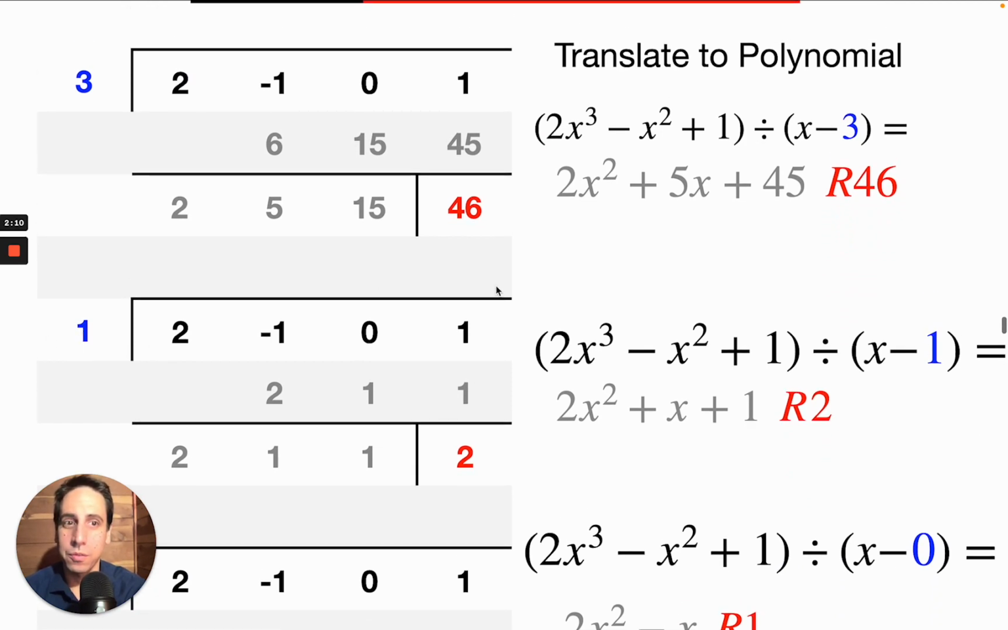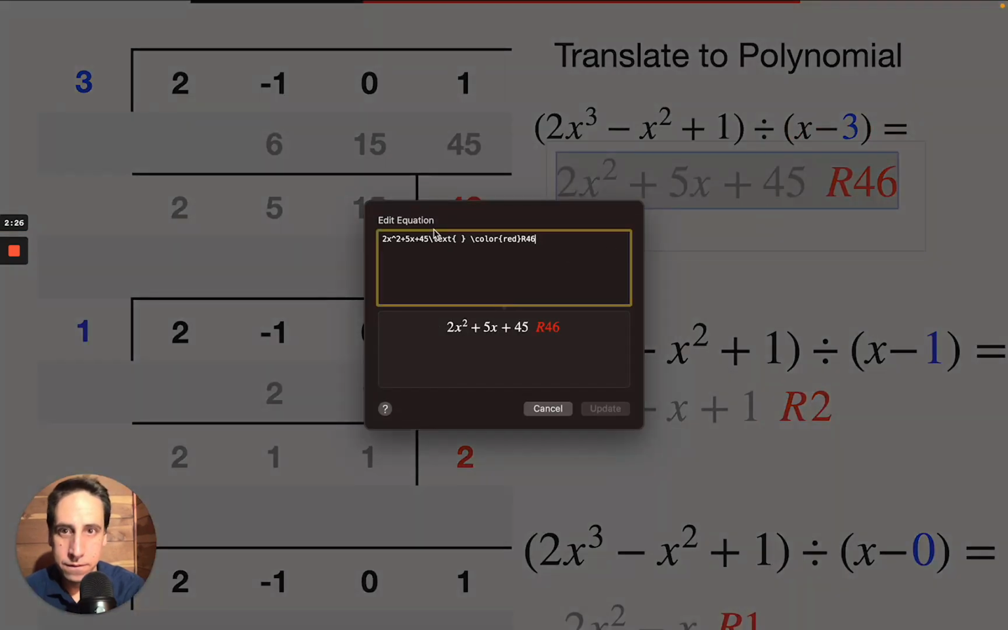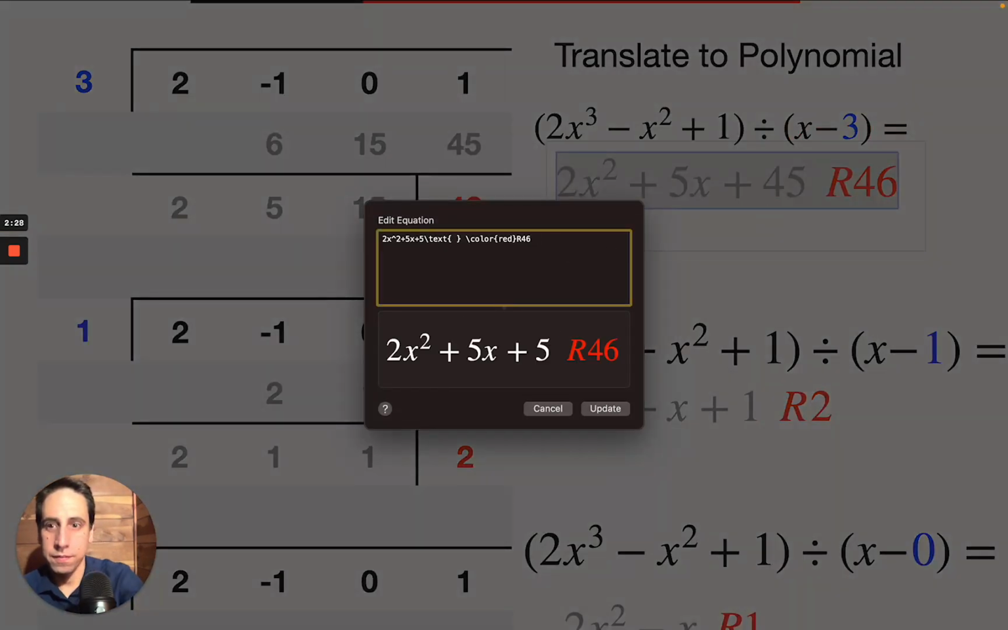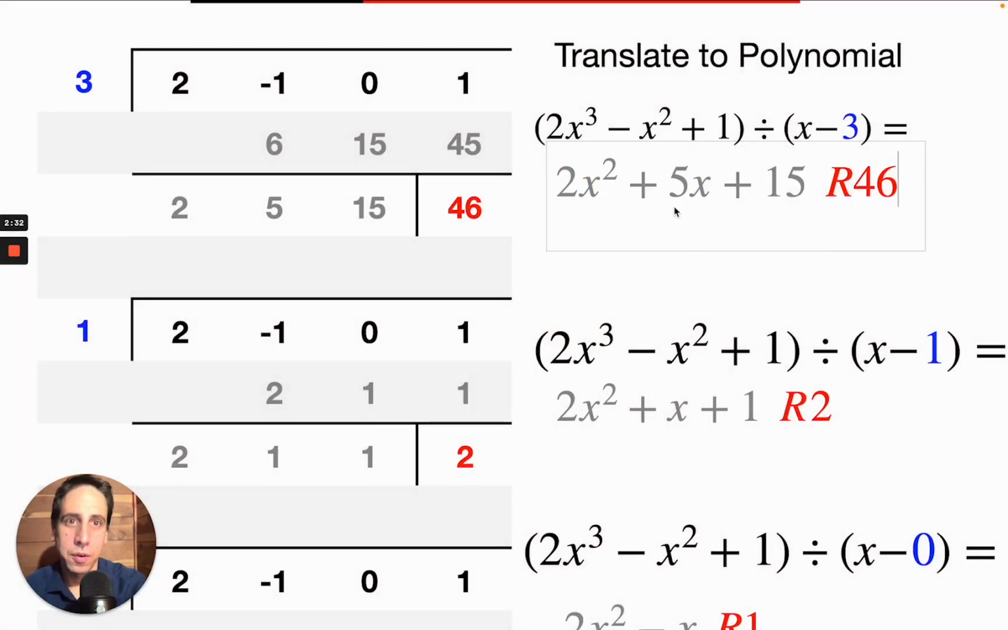If the divisor is 1, that means it's x minus 1. Oh, and let's translate the previous result to a polynomial. So the result, 2, 5, 15, is 2x squared plus 5x plus 15 with a red remainder of 46.